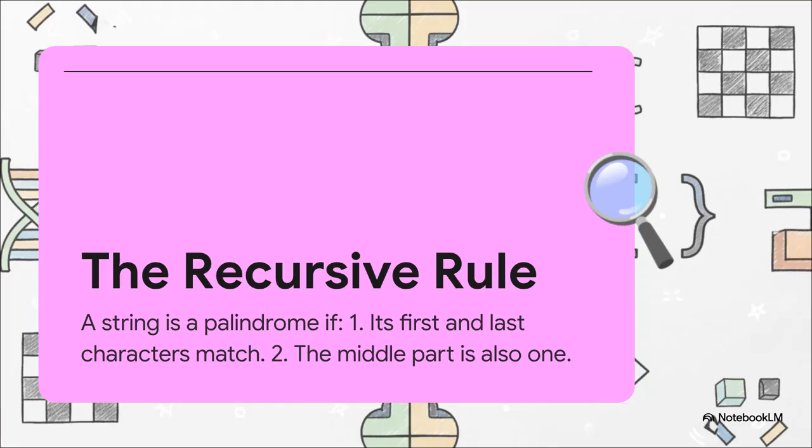And this, right here, this is the golden rule. This is the heart and soul of our recursive logic. We just ask two simple questions. One, do the first and last letters match? And two, is the stuff left in the middle also a palindrome? And that second question, that's the secret sauce. That's where the magic of the function calling itself happens.